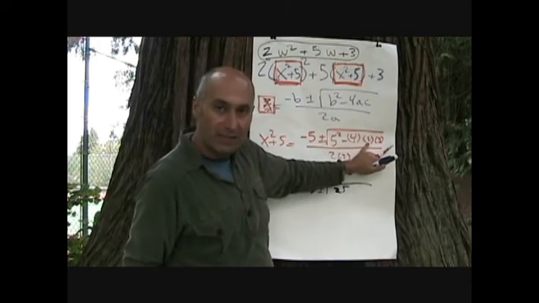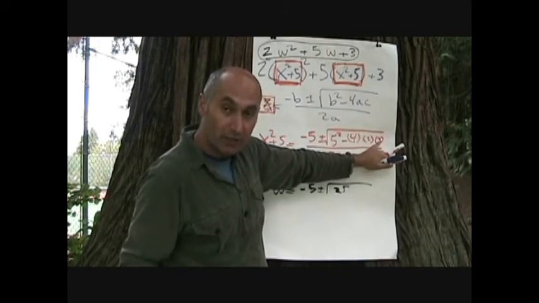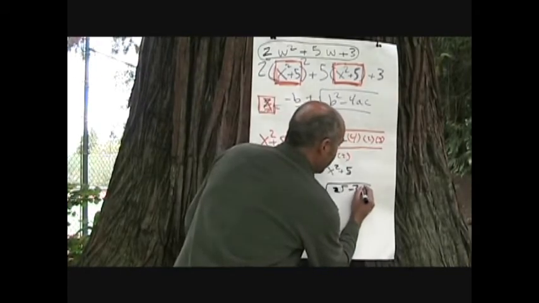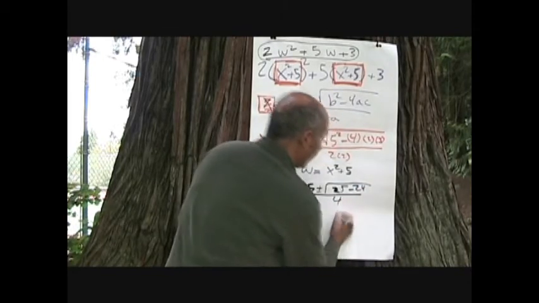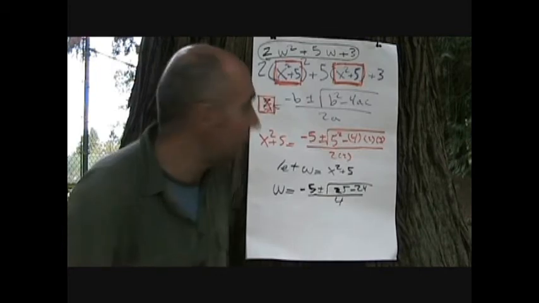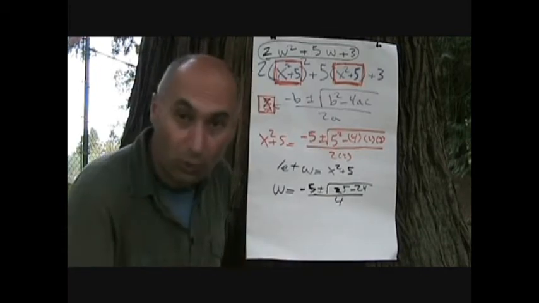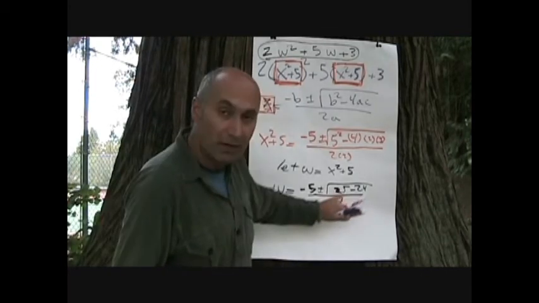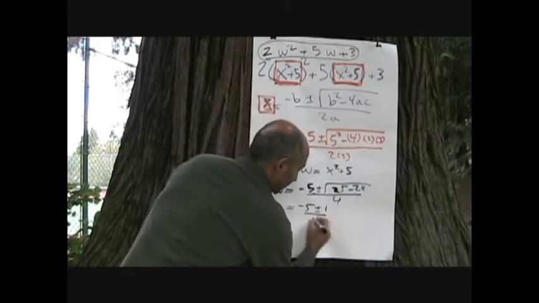4 times 2 is 8. 8 times 3 is 24. Minus 20 divided by 4. Right? 25 minus 24 is 1. So the square root of 1 is just going to be 1. So it's going to be negative 5 plus or minus 1 over 4.